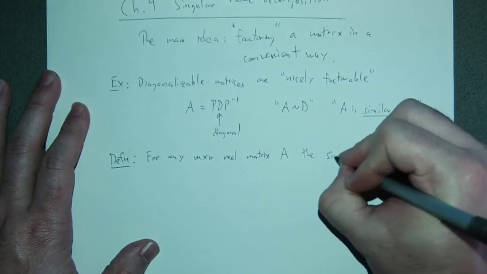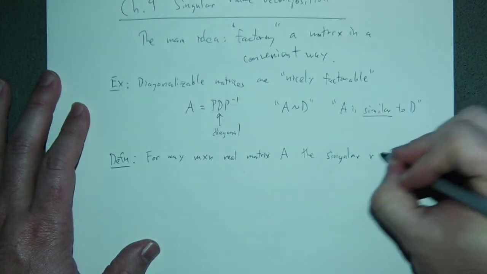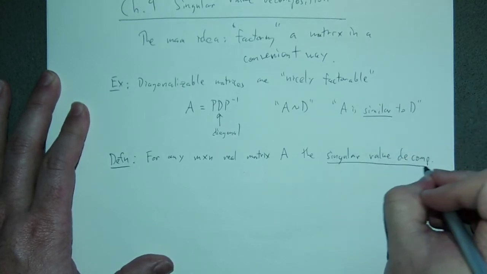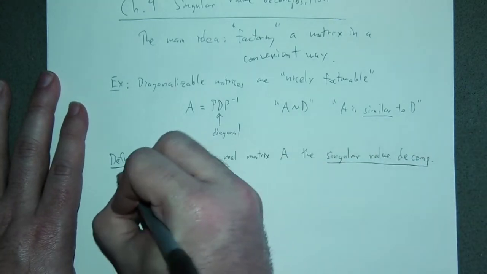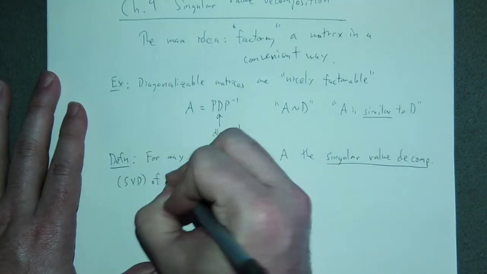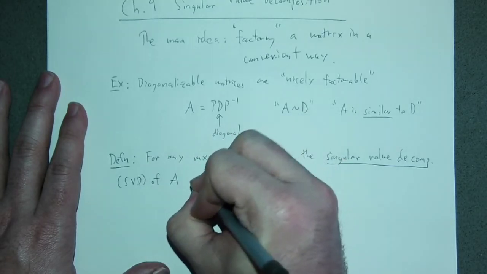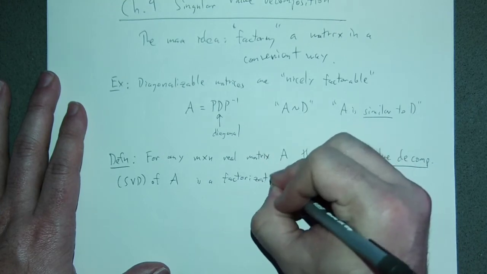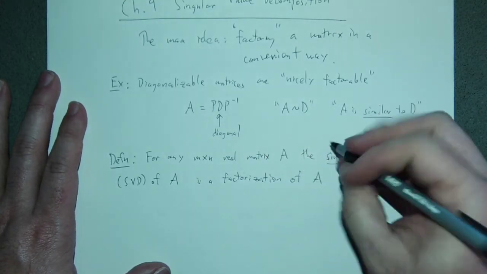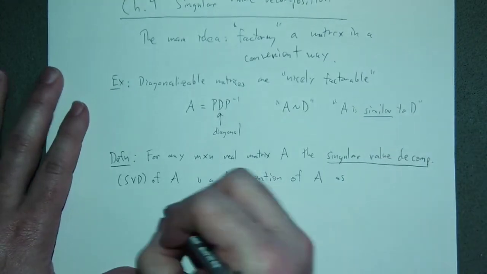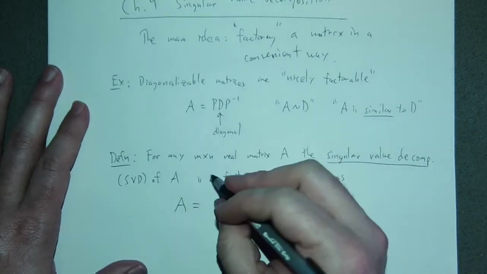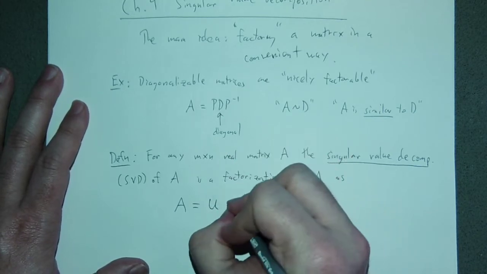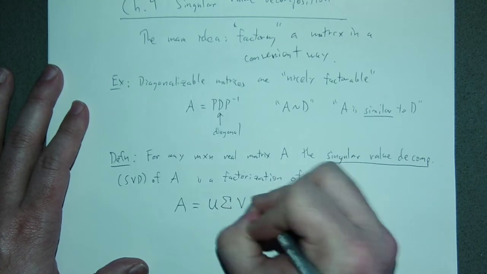The singular value decomposition, which we'll call SVD of A, is a factorization of A as the following. A is equal to U sigma V transpose.